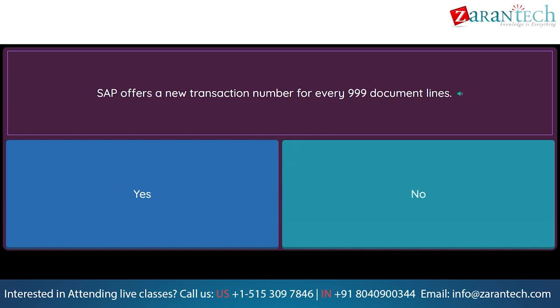Question: SAP offers a new transaction number for every 999 document lines. Option 1: Yes. Option 2: No.